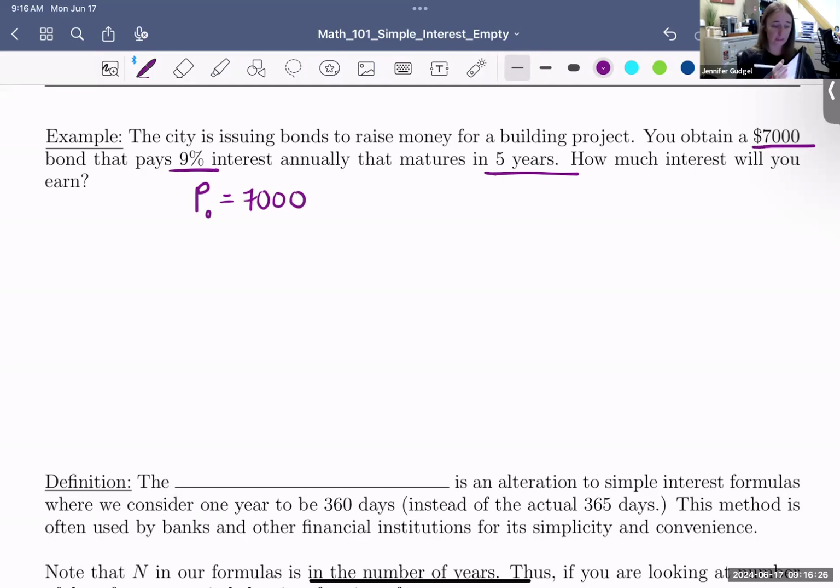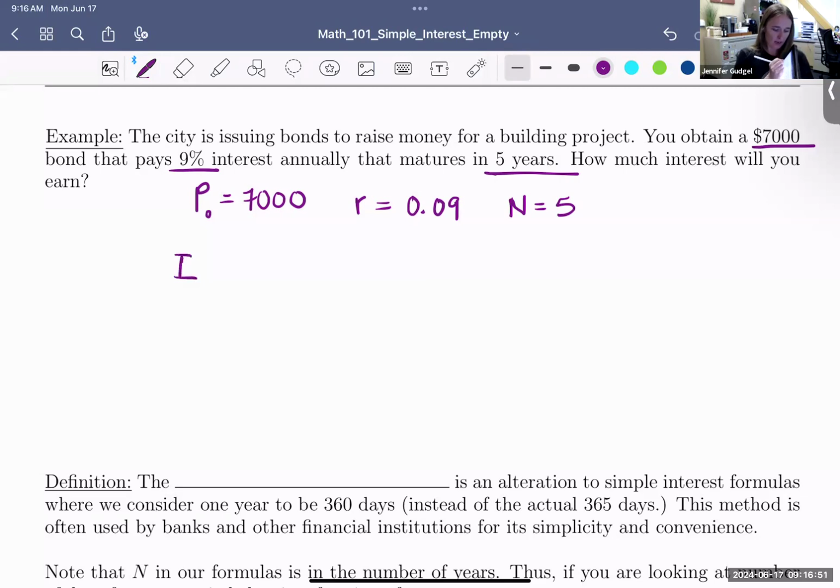R is our rate. That's the 9%, but we write that in decimal form. If you use 9 and not 0.09 in your formula, it is not going to work. You need that decimal form. And interest matures in 5 years. Annual interest matures in 5 years. That is the number of pay periods. The number of years is N, being 5.